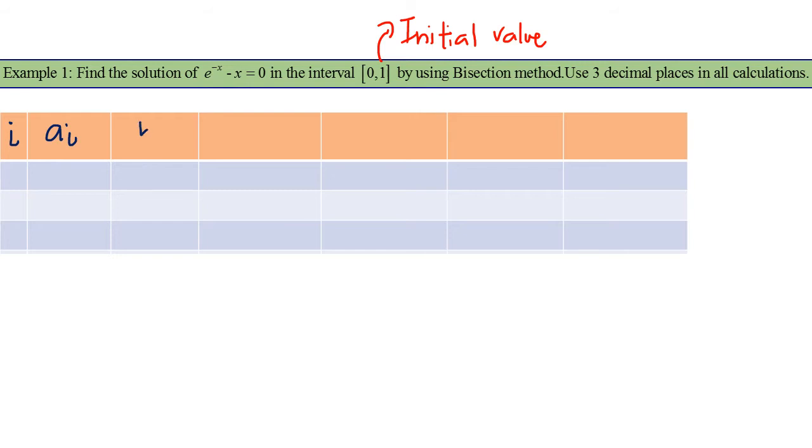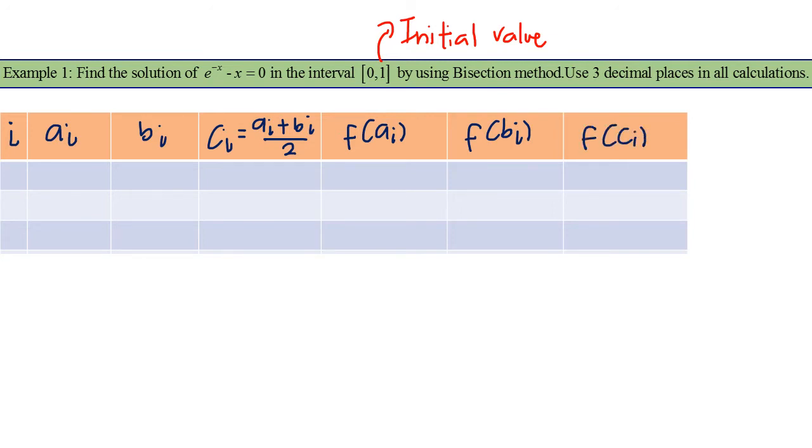And then the next column is b_i. The third column is c_i, where c_i is the midpoint between a_i and b_i. So a_i plus b_i divided by 2, you will get c_i. And then the fourth column is f(a_i), where you substitute a_i into f(x), you will get f(a_i). And similarly f(b_i) and also f(c_i).